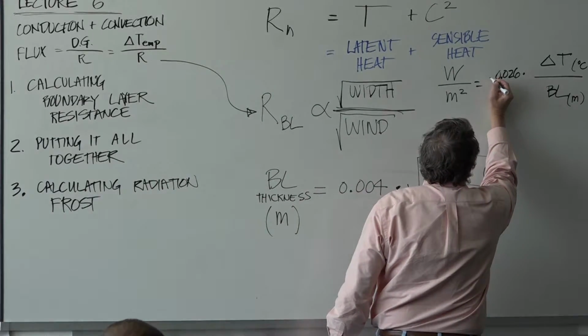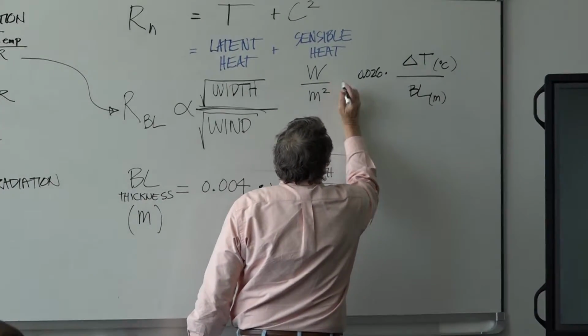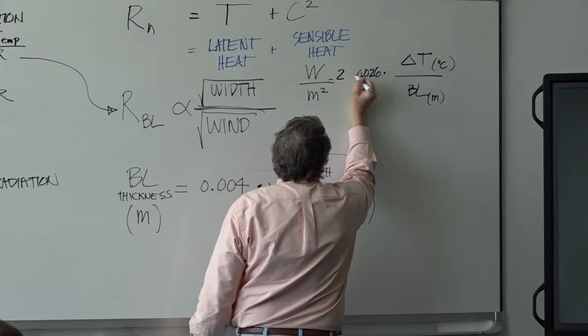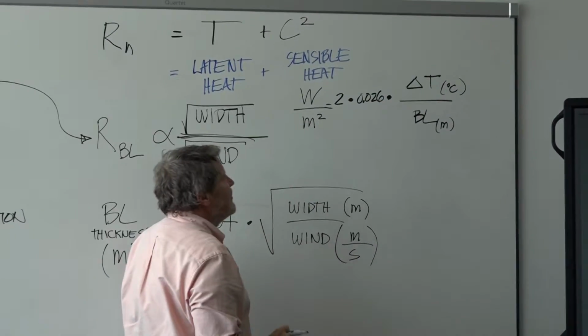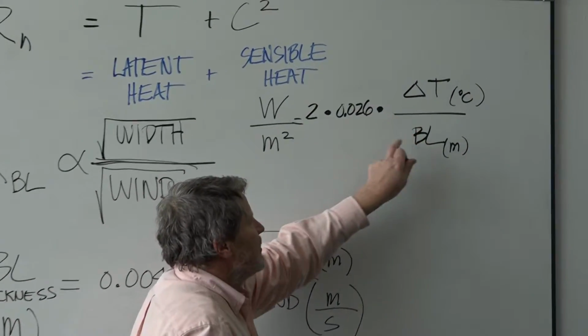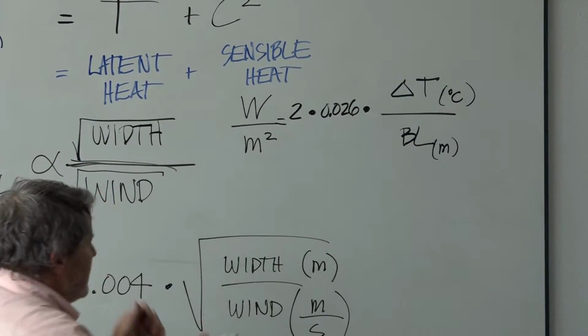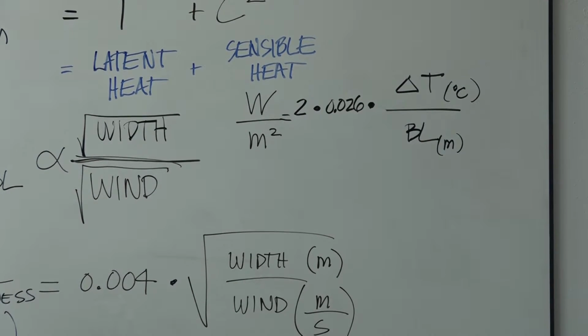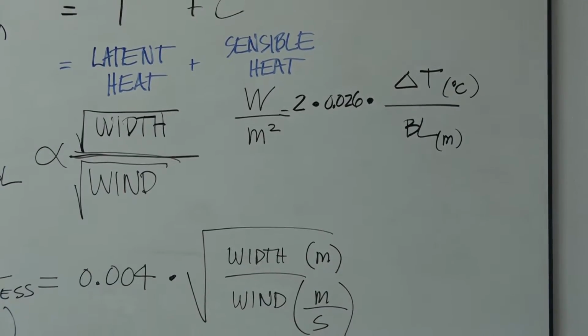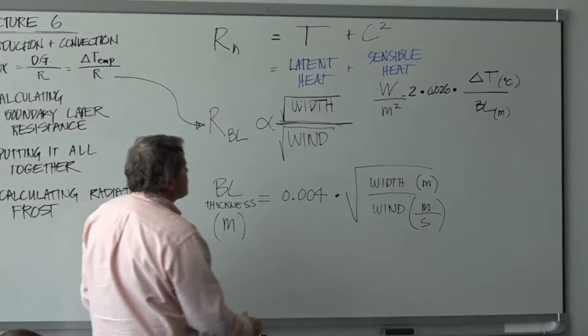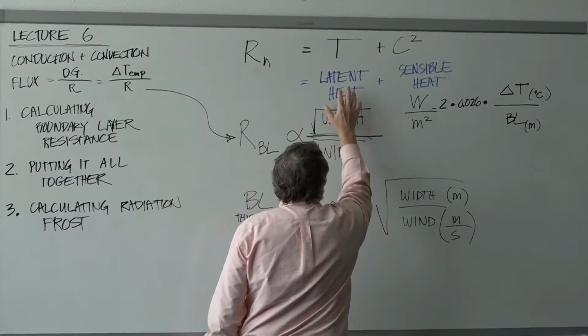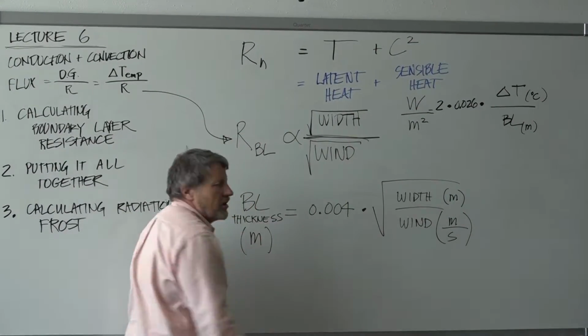So right here, I'm running out of room. 2 times thermal conductivity of air times the delta T times the boundary layer, and now we get watts per meter squared of heat transfer from that leaf. And the beauty of this is now we have everything in watts per meter squared.